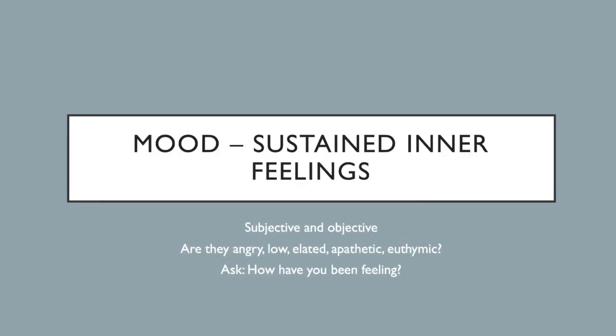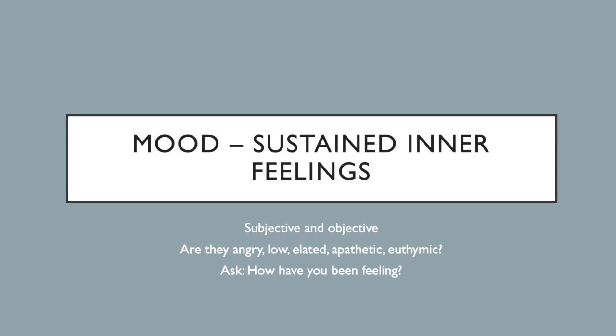So a lot of people get confused as to the difference between mood and affect. Mood is someone's inner feelings, and it needs to be sustained. It's not really about how that mood is right at that second. It's more to do with how it's been over a specific period. And you want to log both a subjective and an objective view of mood. So ask the patient, how do you feel? You want to find out both subjective and objective mood. Objective is how you view the patient's mood. Subjective is how the patient says their mood is.